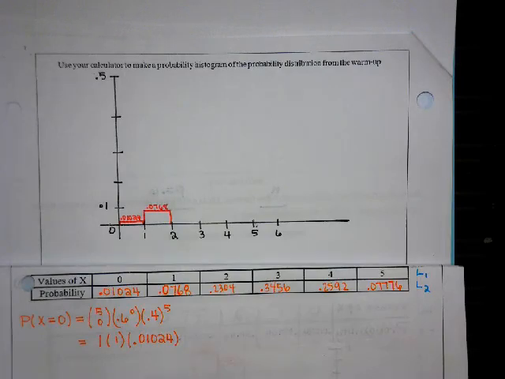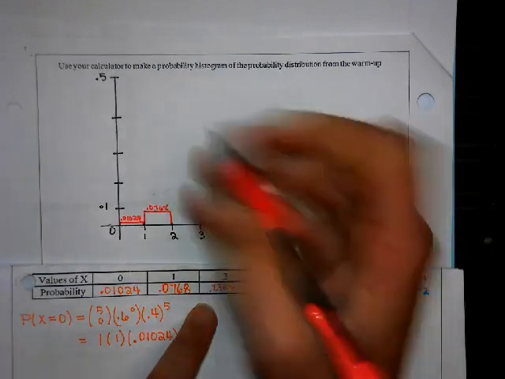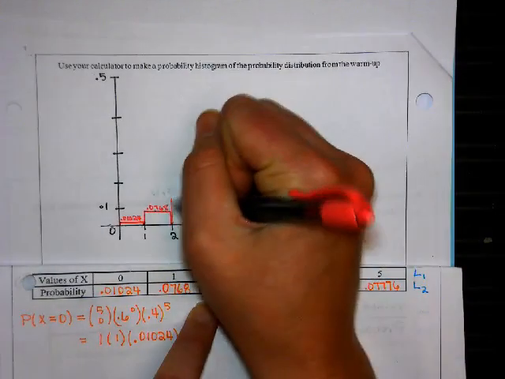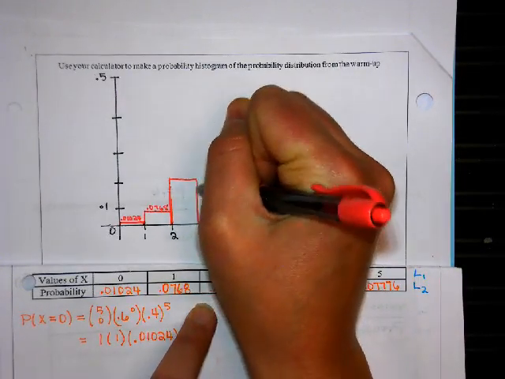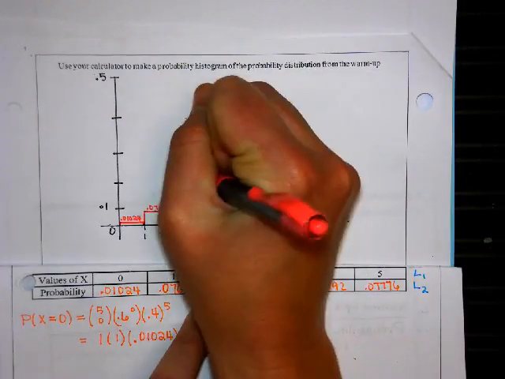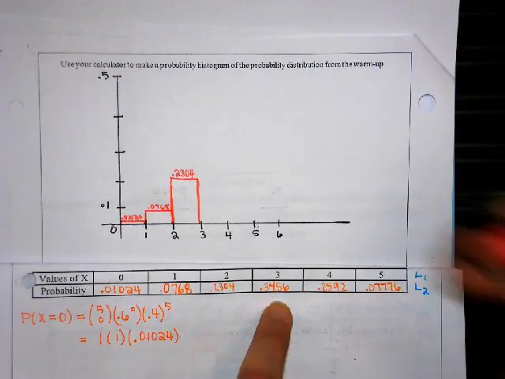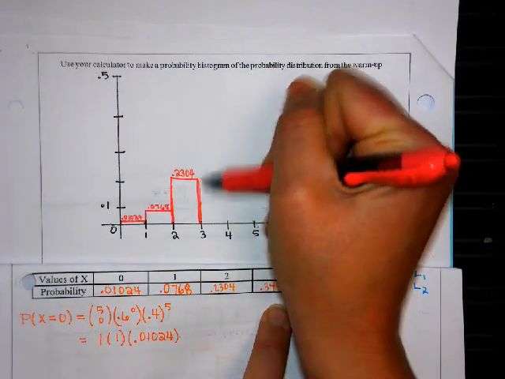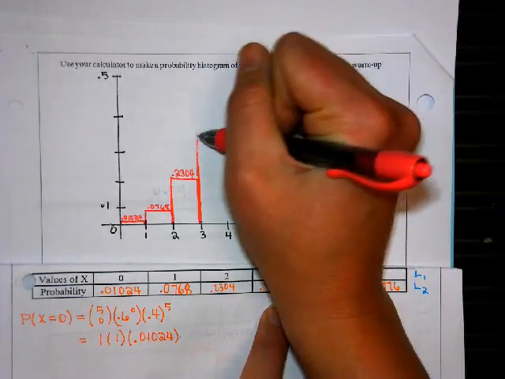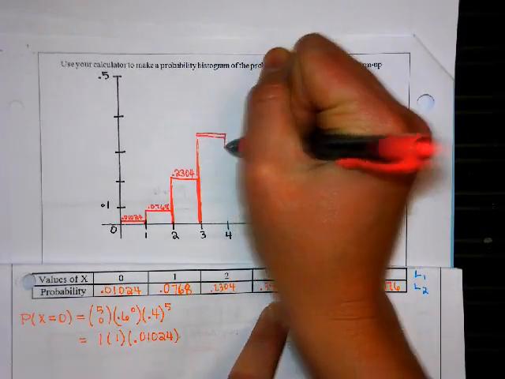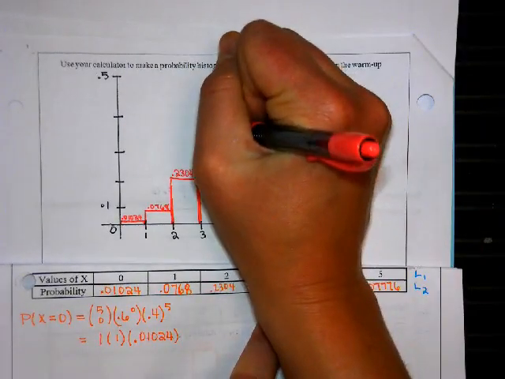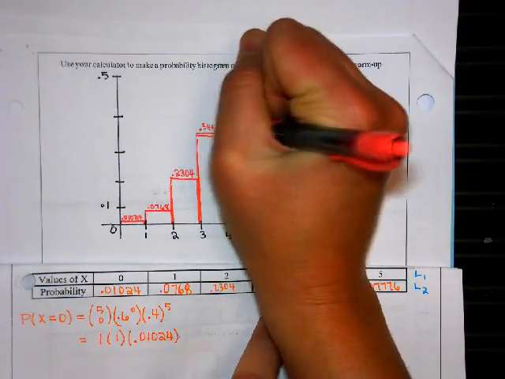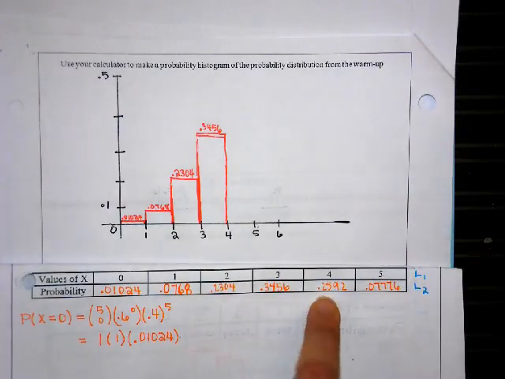All right. 2 up until 3 is 0.2304, so just above that second hash mark. I made mine big, so it looks like that. 3 is 0.3456, so that's our tallest one. Oh man, I can't draw a straight line. I can draw straight hash marks, but not straight lines. 4 is 0.2592, so that's there-ish.